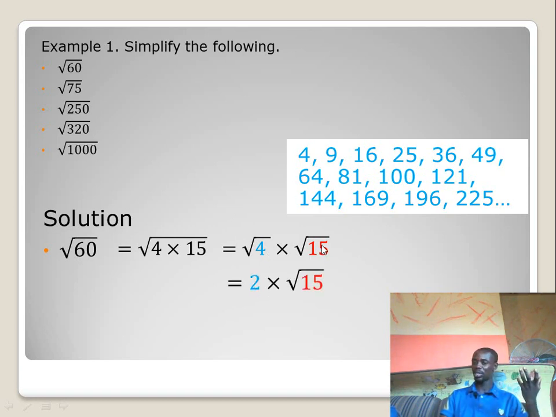But look at 15. 15 is not a perfect root, so I can't do anything with 15. And again, there is no factor of 15 here, so I can't split 15 further. 15 also is not a perfect root. Hope that is understood. There's nothing else I can do, so I write out my final answer to be 2 root 15. 2 multiplied by root 15 is the same thing as 2 root 15.